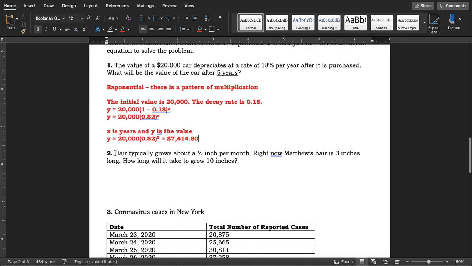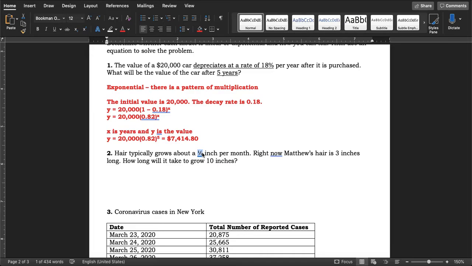So the next problem says, hair typically grows about a ½ inch per month. Right now, Matthew's hair is 3 inches long. How long will it take to grow 10 inches? Now, this problem can be tricky because you see a fraction. Because you're seeing a fraction, you might automatically assume that there's a pattern of multiplication, or that the relationship is exponential. That's not really the case here.